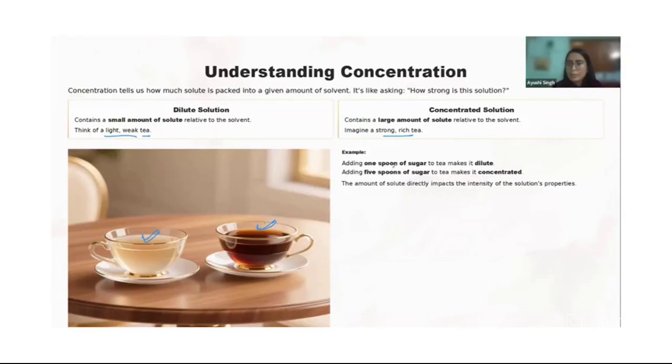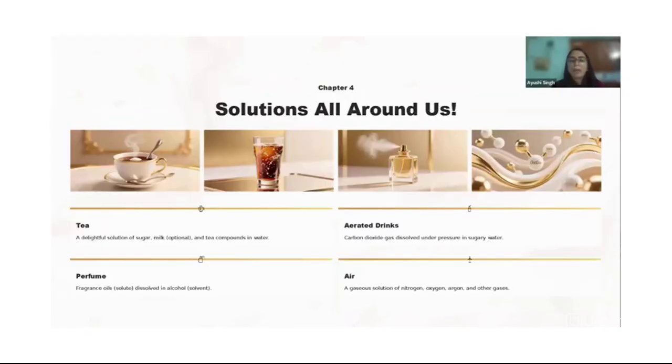So adding 1 spoon of sugar to tea makes it dilute, and adding 5 spoons of sugar makes it concentrated. But if I add 10 spoons of sugar to the same tea, and if I compare these two specifically, this will become diluted and this will become concentrated. So we will always talk in a relative manner, okay? Right. Now, solutions around us.